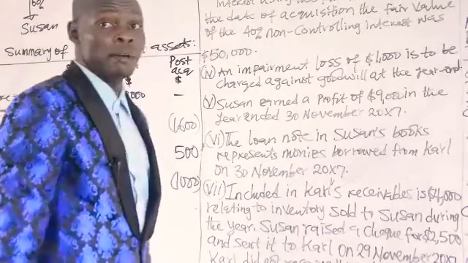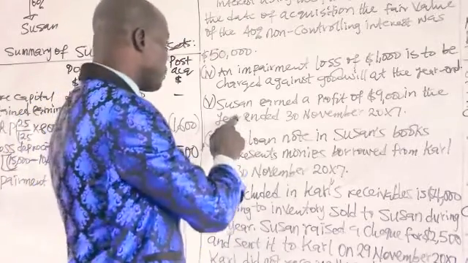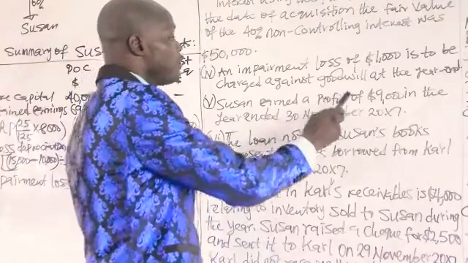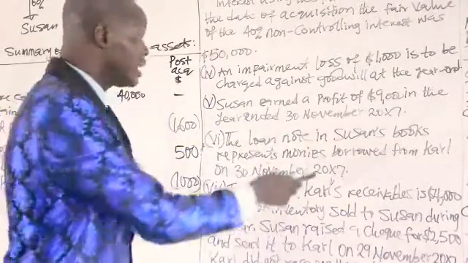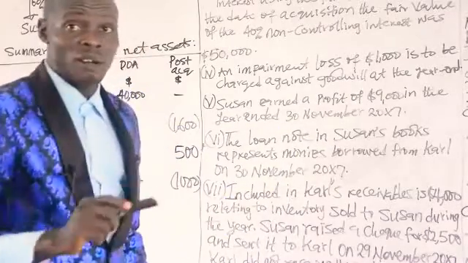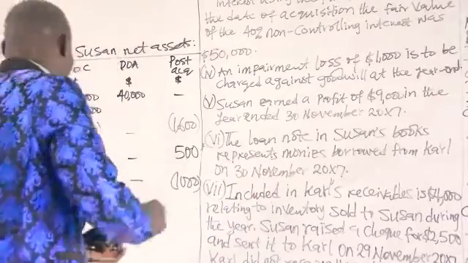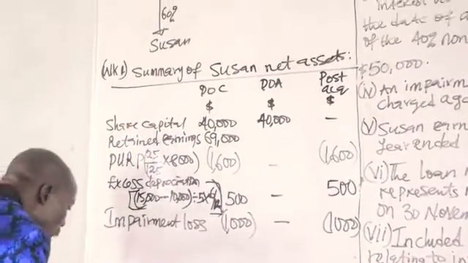Pre-acquisition profit must arise at the date of acquisition. So this is the profit for the year. That is why we were told that Suzanne earned a profit of 9,000 in the year ended 30th of November. That is to show that this is the profit of exactly 12 months. And this profit will be used in the determination of pre-acquisition profit. Let me have working 2 for that purpose.